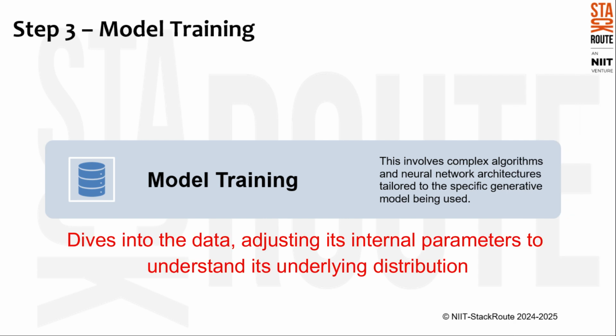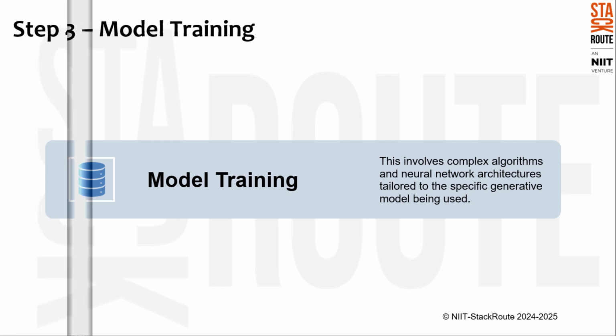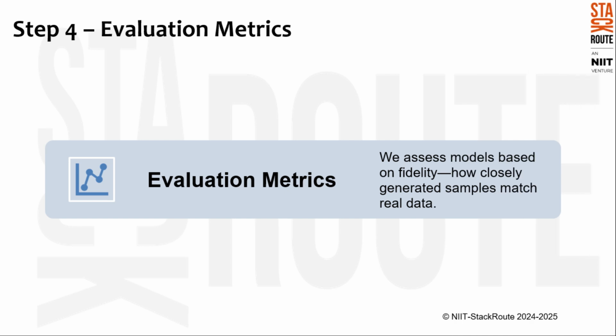The model dives into the data, adjusting its internal parameters to understand its underlying distribution. This involves complex algorithms and neural network architectures tailored to the specific generative model being used. Throughout training, the model aims to minimize the gap between the generated content and real-world examples. Evaluation metrics play a crucial role. We assess models based on fidelity, how closely generated samples match real data, diversity, how varied outputs can be, and novelty, whether the model can create entirely new content.